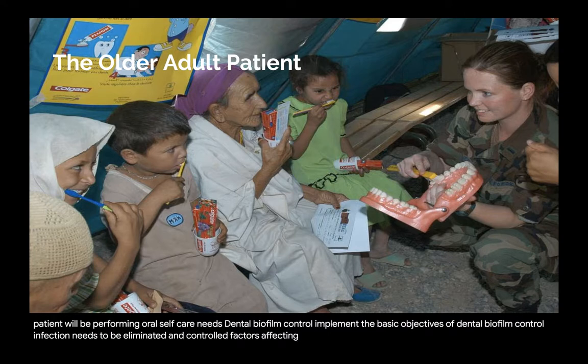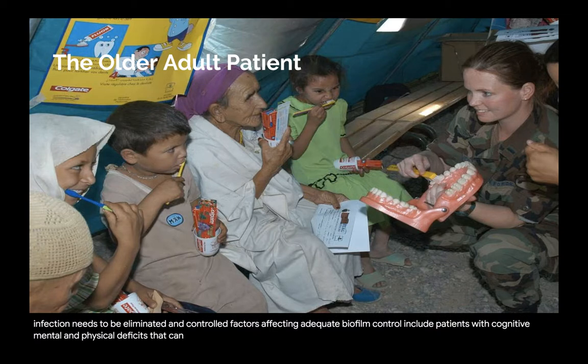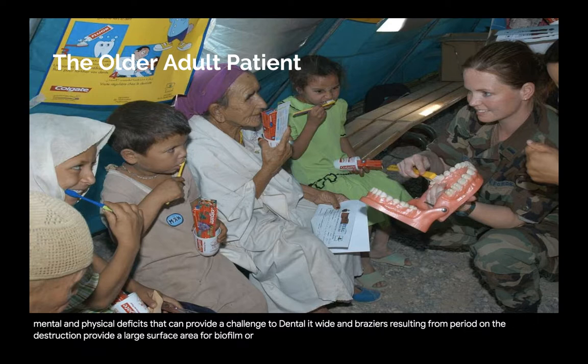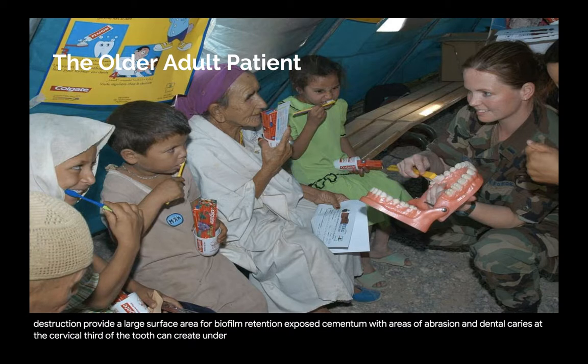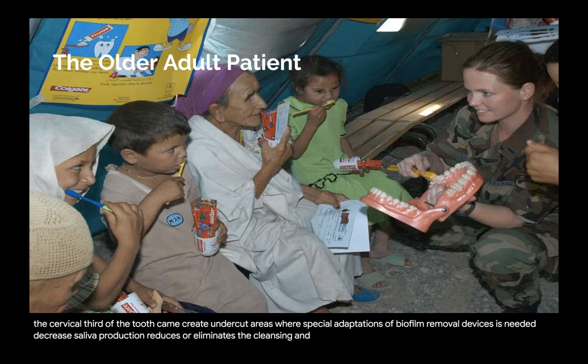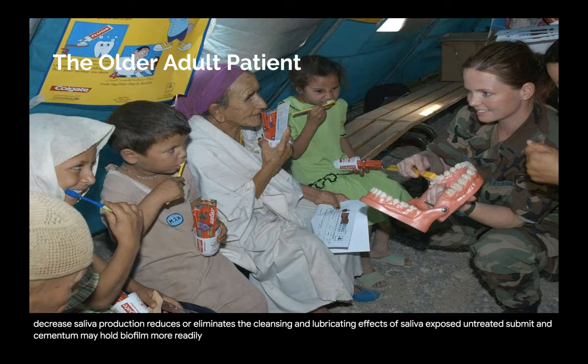Factors affecting adequate biofilm control include patients with cognitive, mental, and physical deficits that can provide a challenge to dental hygienists. Gingival recession with wide embrasures resulting from periodontal destructions provide a large surface area for biofilm retention. Exposed cementum with areas of abrasion and dental caries at the cervical third of the tooth can create undercut areas where special adaptations of biofilm removal devices is needed. Decreased saliva production reduces or eliminates the cleansing and lubricating effects of saliva. Exposed untreated cementum may hold biofilm more readily than enamel. A smooth root surface is less likely to hold biofilm, therefore biofilm removal efforts can be more successful.